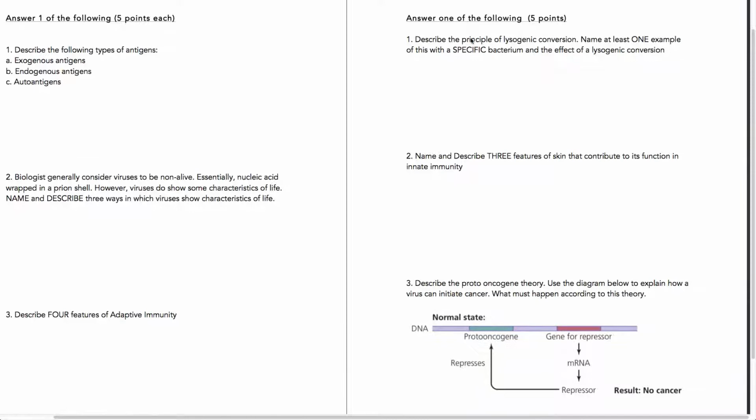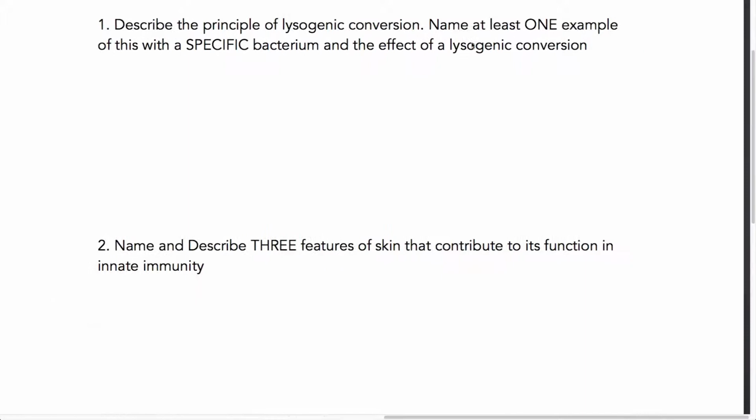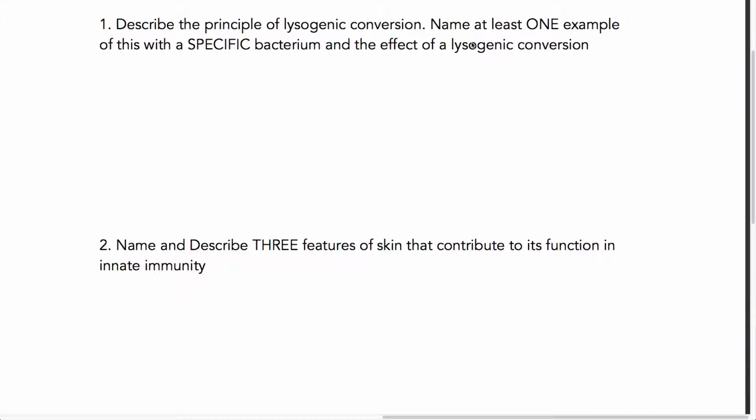Describe the principle of lysogenic conversion. Okay, short answer. Describe the principle of lysogenic conversion. Name one example and a specific bacterium. What is lysogenic conversion? What's happening? In lysogenic conversion, what's happening? Correct, by the integration of a virus, exactly. Prophage gets in there, becomes a prophage.